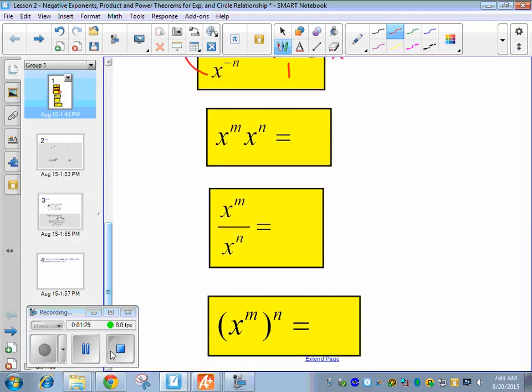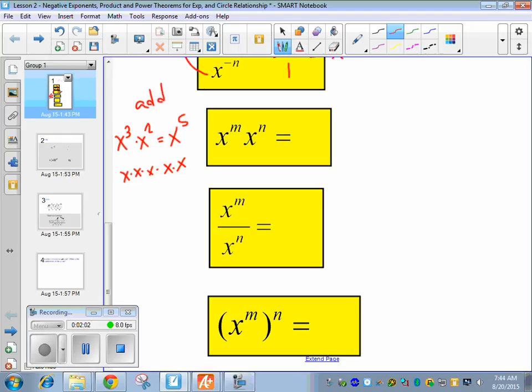Okay, a couple more rules. X to the m times x to the n. You guys probably, this would look more familiar to you, right? If you have x to the third times x squared, that's the same thing as x times x times x, 3 of them, times x times 2 of them, okay? So what does that equal to? Anyone know? X to the third times x to the second? Yeah, x to the fifth. So the rule is that we add exponents.